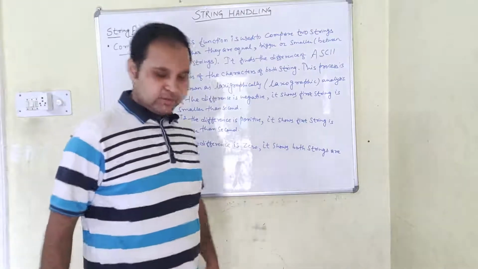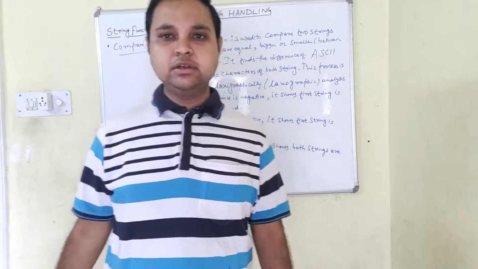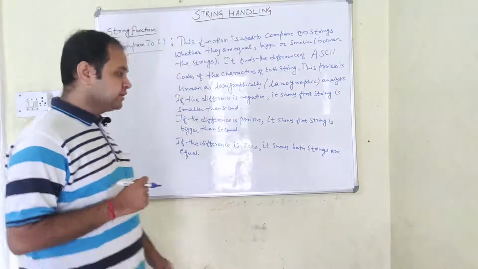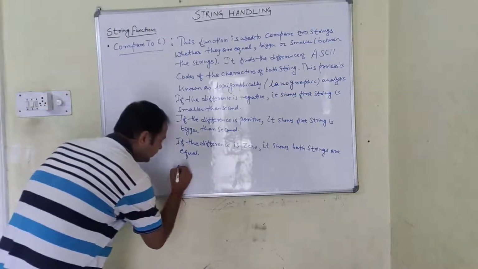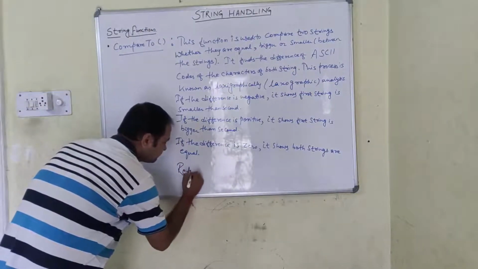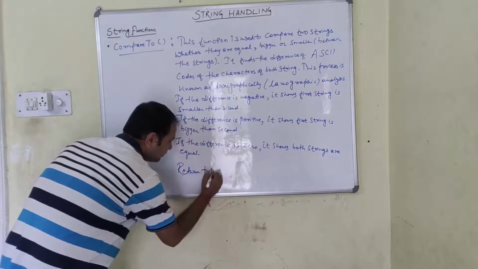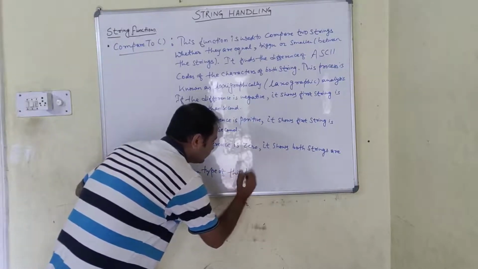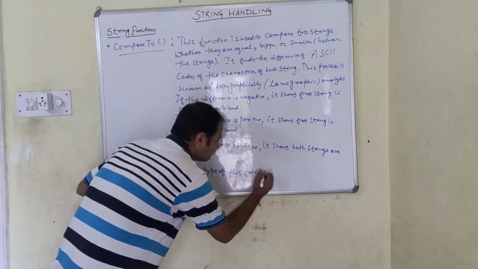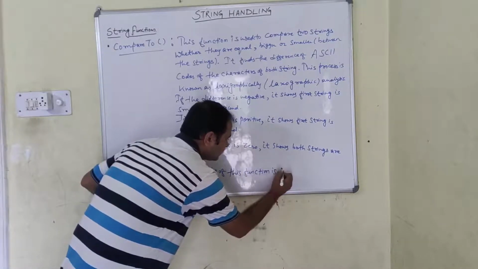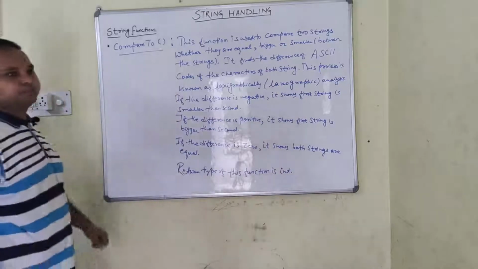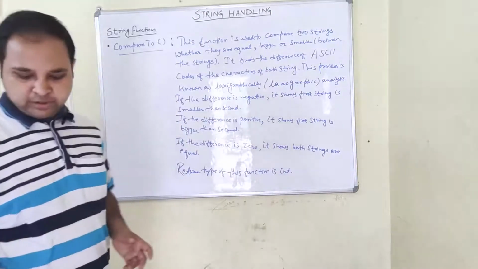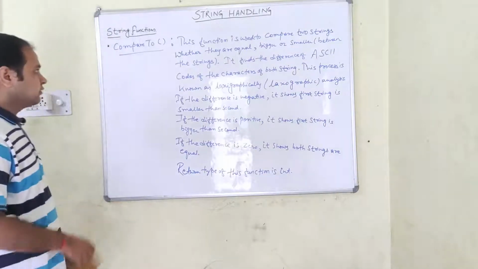As you can see, we are getting the difference value as negative, positive or 0. That means it is an integer. So the return type of this function is int. Let's write it down, then I will go to the syntax and the example of this particular function.